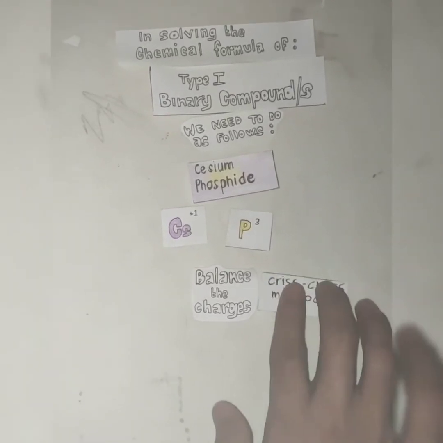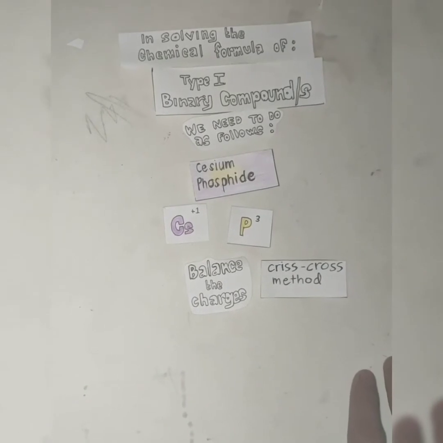The Cs has a 1+ charge and the P has a 3- charge. The Cs and P were derived from the periodic table. The next thing we do is we balance the charges. But how do we balance the charges? Since this is a type 1 binary compound example, we need to do the crisscross method.